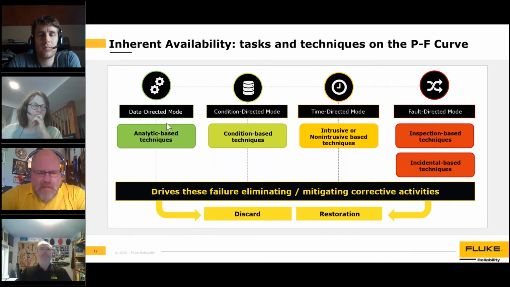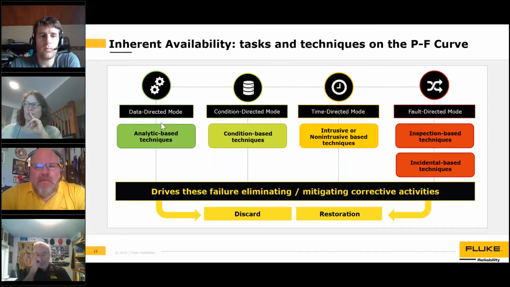Now, here's the revelation. Again, remember I told you everything you're doing on the PF curve, especially with the PF interval, is a corrective domain. So therefore, all of these tools, all the techniques, and all of the tasks and all the modes that you're doing here live square in inherent availability. And all you're doing is driving failure elimination, mitigating corrective activities through either discard or restoration.